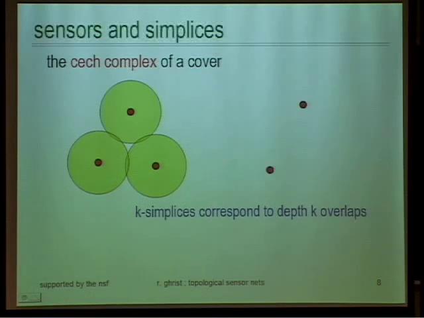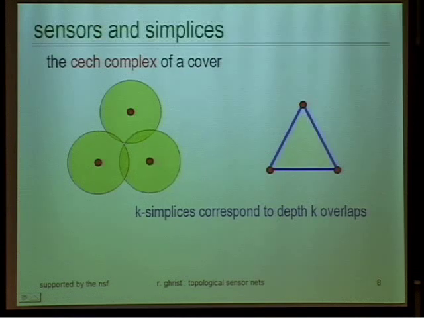So the sets themselves correspond to zero-dimensional simplices, vertices. If I have an intersection between two of these sets, like this one right here, or this one right here, or this one right here, well, I connect the corresponding vertices by edges, and I get a graph. But you keep going.